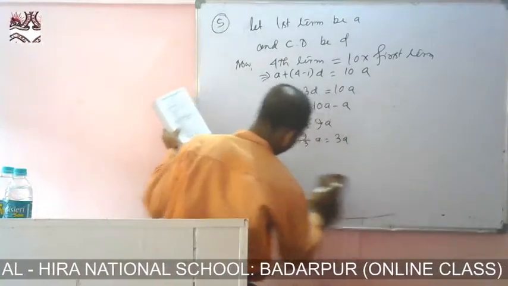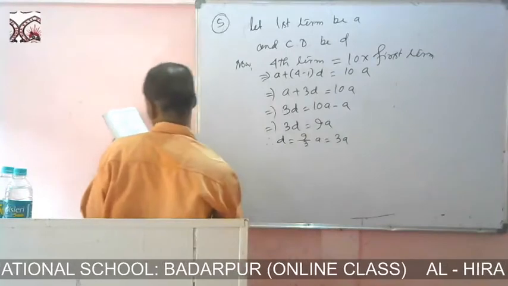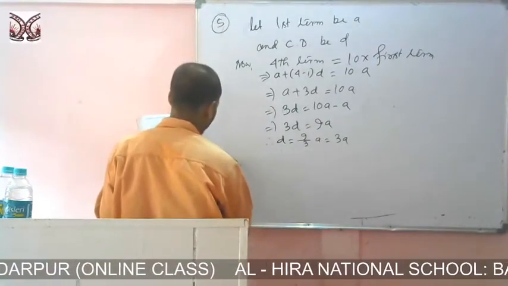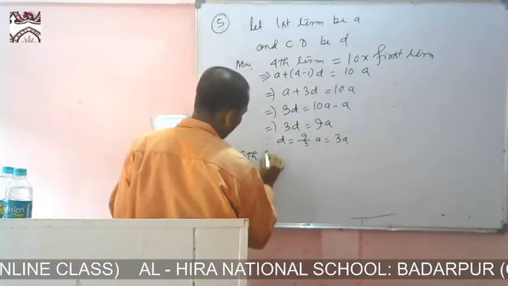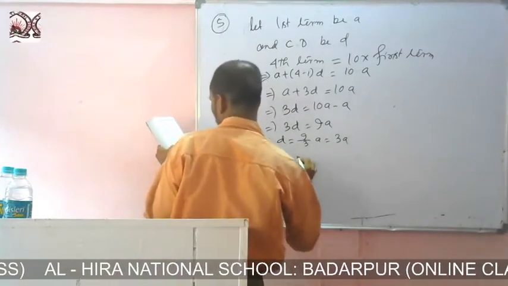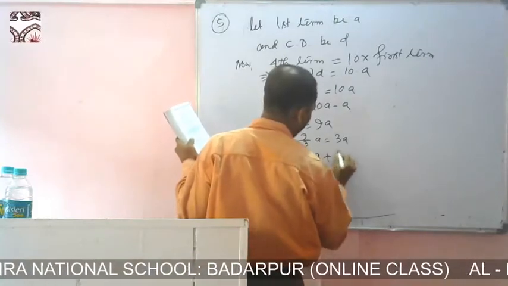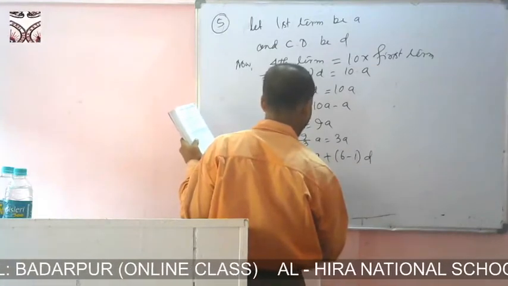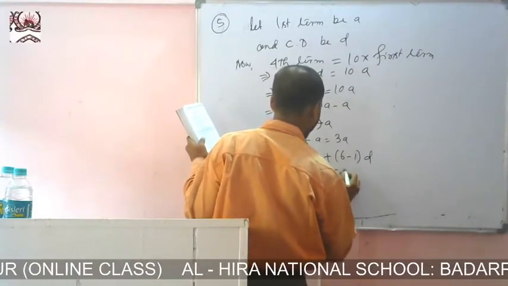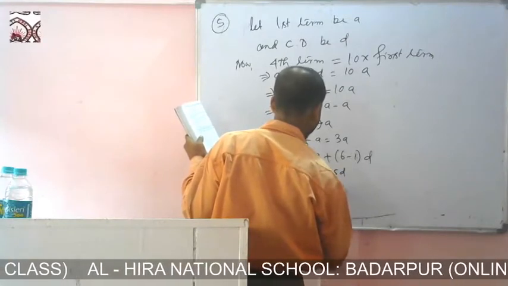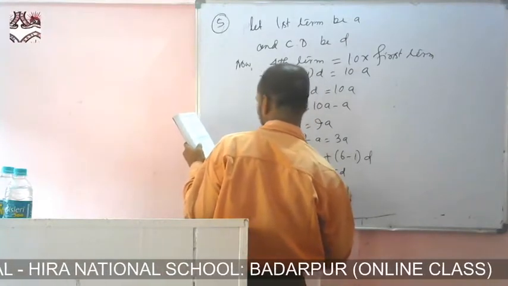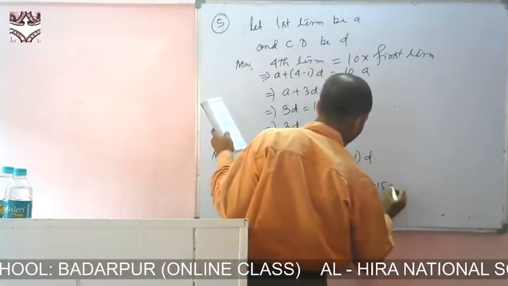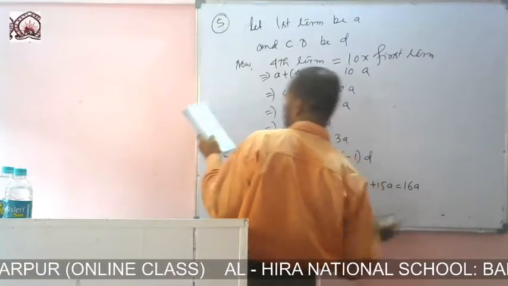So if D is thrice A, now the sixth term will be equal to A plus 6 minus 1 into D, and 6 minus 1 is 5, so A plus 5D. With D thrice A, it is A plus 15A, so it is equal to 16A.